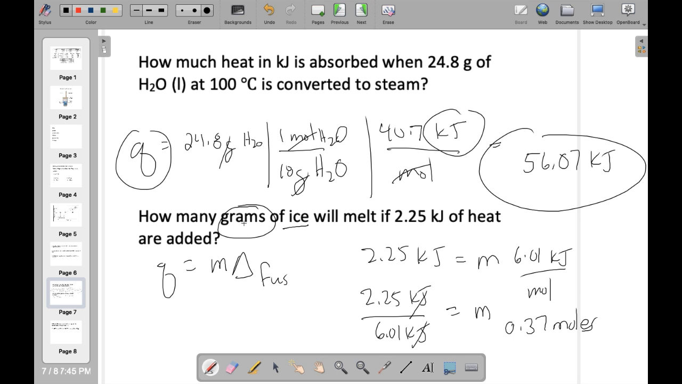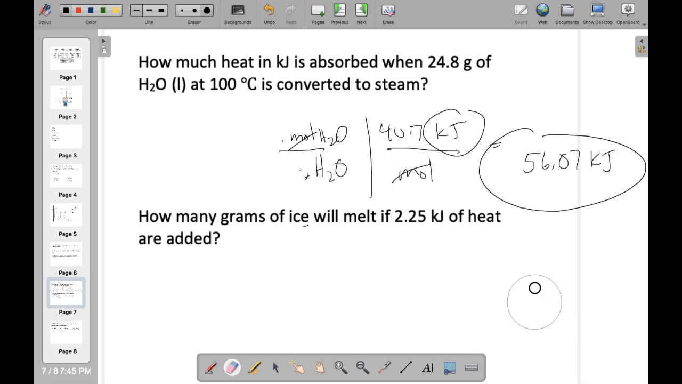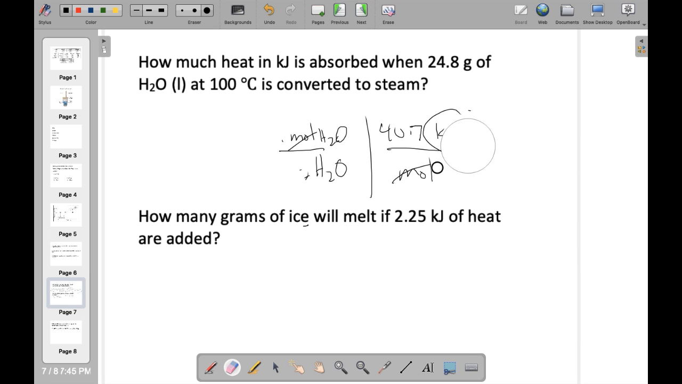So what do I do now? Well, now I just convert moles to grams. So 0.37 moles, I use my conversion factor, 1 mole equals 18 grams. So I take 0.37 times 18 and I will get an answer. Now my answer will be in grams of water. So yet again, these equations are easy to understand, but we have to understand how to rearrange them and how to change them into the units we need to get the answer. That's the tricky thing.